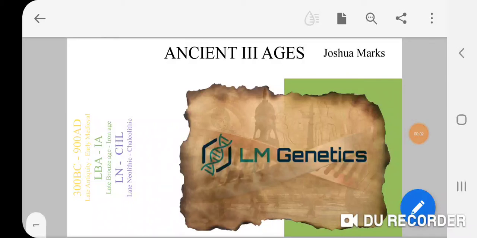Wow, I just received my K13 Ancient Three Ages genome-wide report from LM Genetics. Wow, it is the absolute best DNA ancestry results since I started this genetics journey in 2014 when I ordered the Ancestry kit. Nothing comes close.